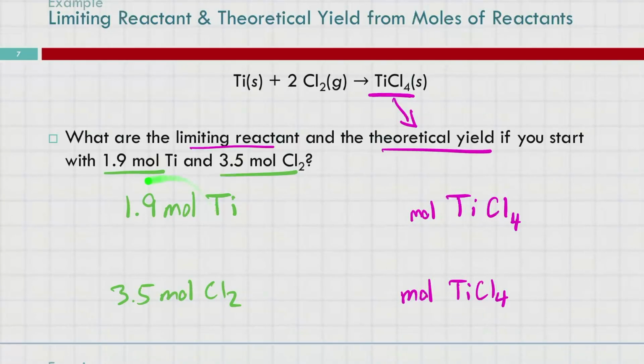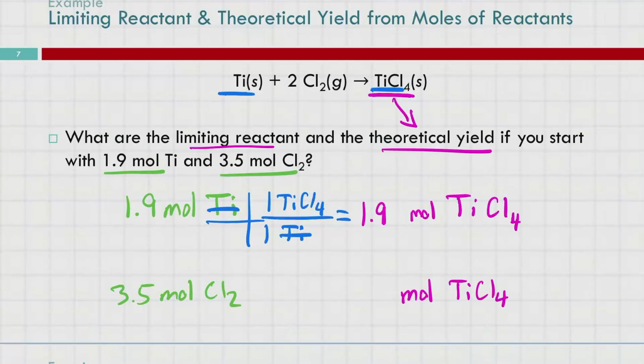All right, so our 1.9 moles titanium. What is our ratio of titanium to titanium 4 chloride? It's 1:1. So we get 1 titanium 4 chloride out for every 1 titanium that we put in. And there's an assumption that we're making here. The assumption is that we have enough of the other thing to actually do this. That assumption is not always true, and that's why we have to choose the smaller number. So we would get out 1.9 moles of titanium 4 chloride, assuming that we've got an abundance of chlorine gas.